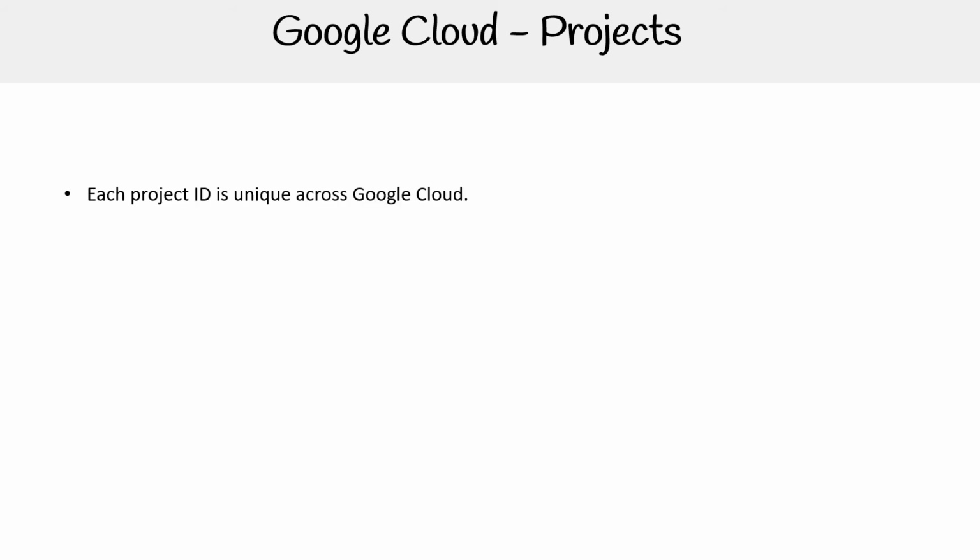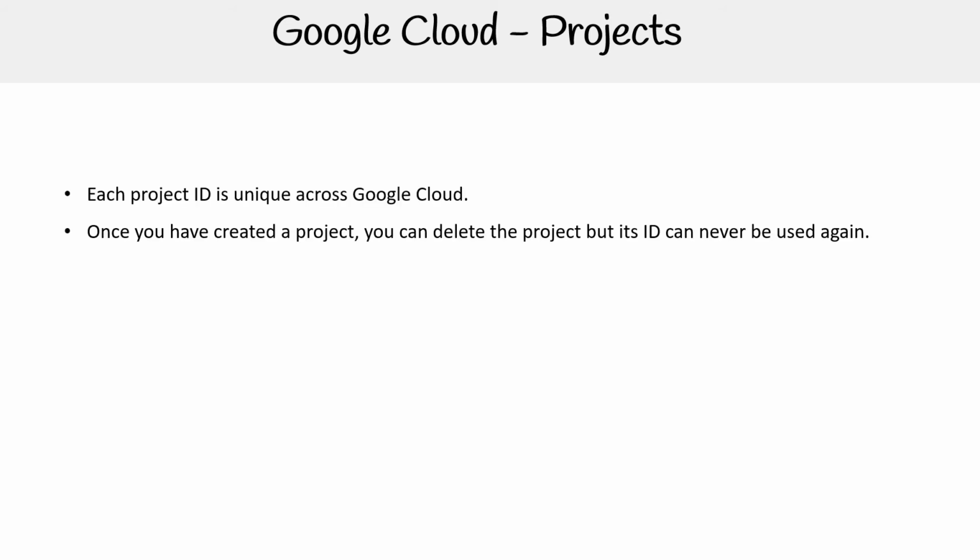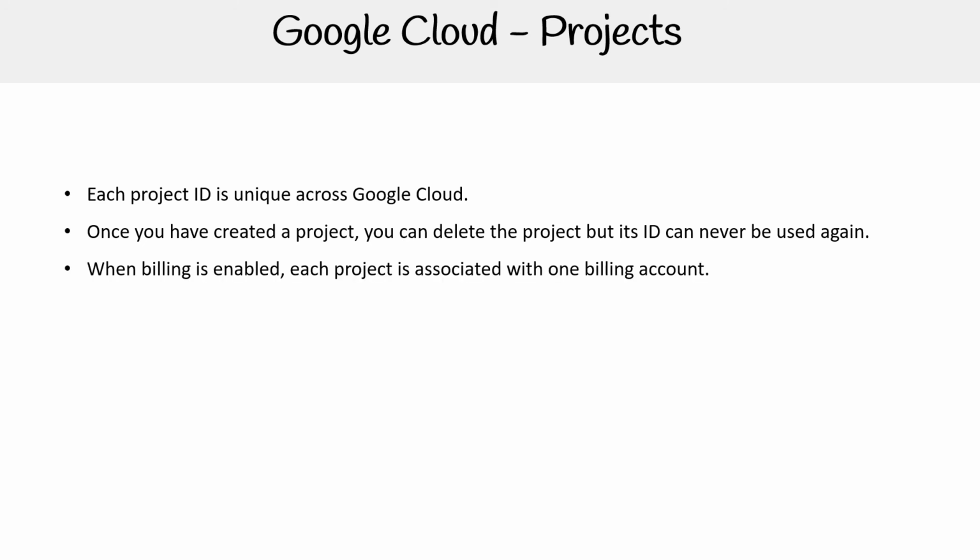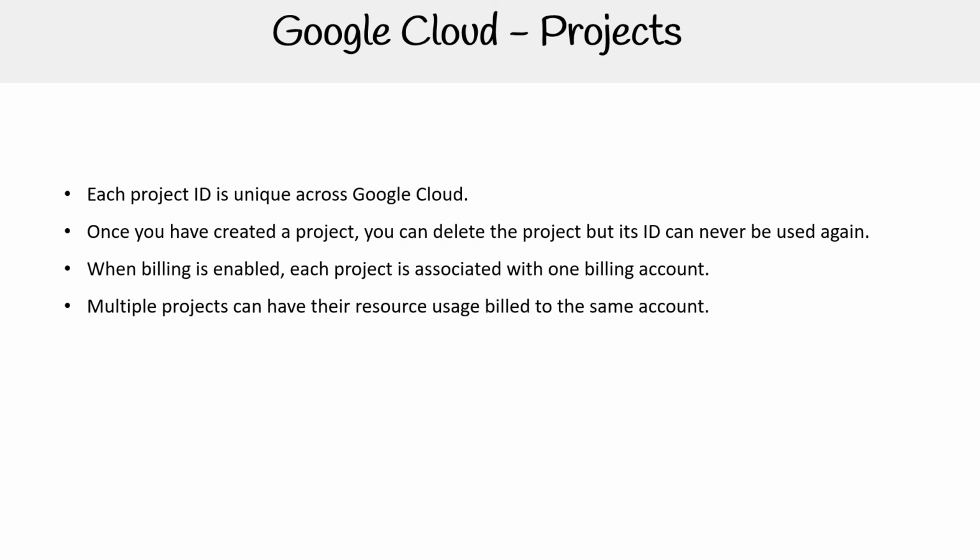So each project ID is unique across Google Cloud. Once you have created a project, you can delete the project, but its IDs can never be used again. When billing is enabled, each project is associated with one billing account. Multiple projects can have their resources usage billed to the same account.